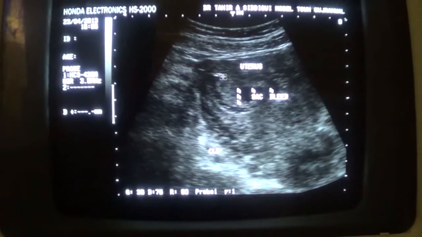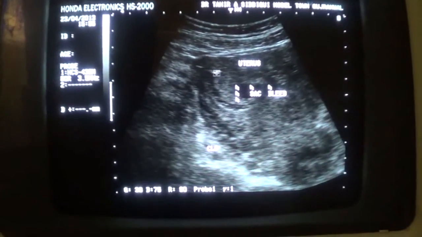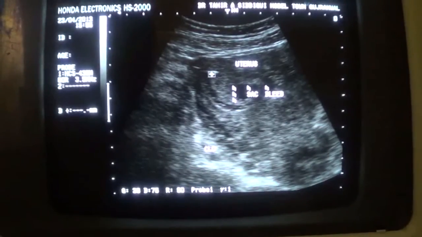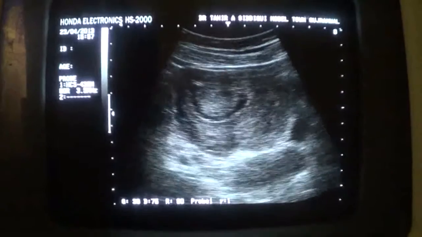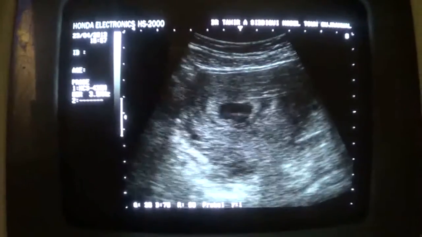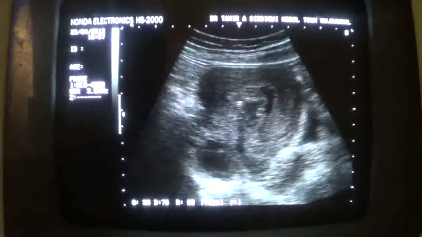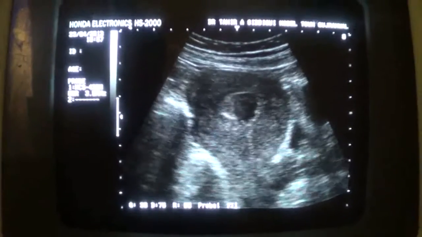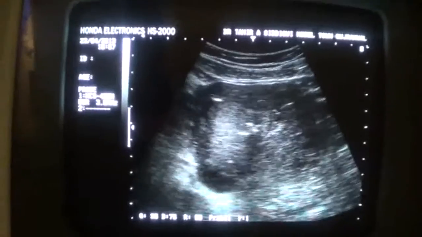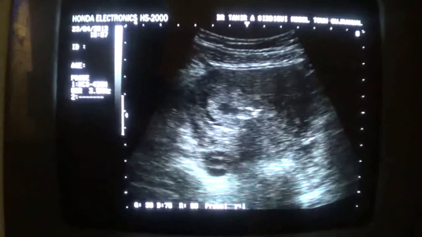Now these are two shiny areas, tiny particles, which are again suggestive of the same finding. There is no evidence of fluid in the pelvic cavity, and this is the case of our day.